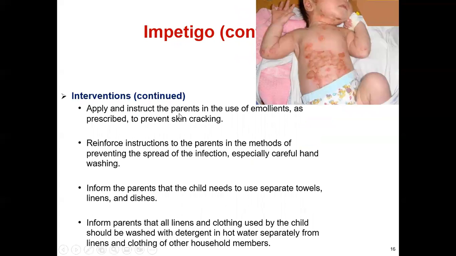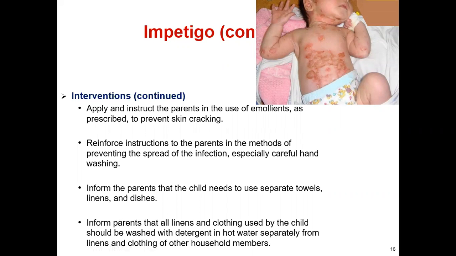Apply and instruct the parents in the use of emollients as prescribed to prevent skin cracking. Give instructions to the parents on methods of preventing the spread of infection, especially careful hand washing. Inform parents that the child needs to use separate towels, linen, and dishes. If the baby touches the lesion and scratches another part of the body, it can be contaminated. So inform parents that all linen and clothing used by the child should be washed with detergent in hot water, separately from the linen and clothing of other household members.